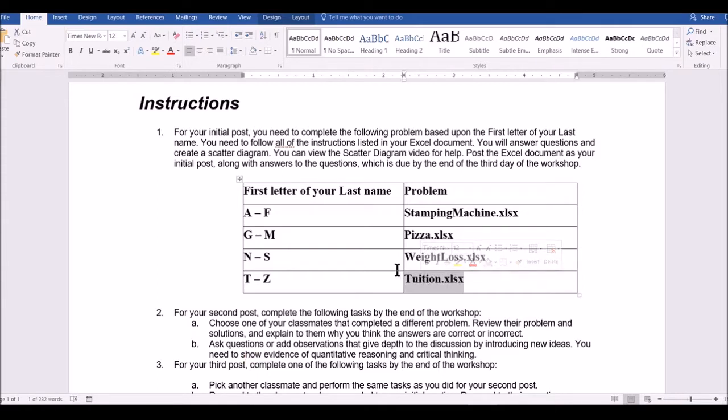Now I'm going to do a different example than that one so that everyone has a chance to work on their own. But just in essence, if I was a student, this is the one that I would be picking here. Now, by the end of the third day, what you want to do is make sure to post your Excel document, and in that Excel file, there's going to be questions. Make sure you post those questions with your answers right in the discussion forum. So we want the answer to the questions in the Excel document, and in that Excel document, you will be creating a scatter diagram, and I'll be demonstrating that for you right now.